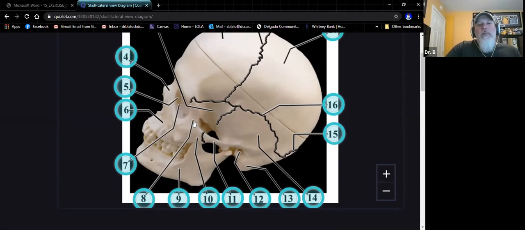Now the zygomatic bone does have a process right here, okay? That process is connecting to the temporal bone. So we call this process on the zygomatic bone the temporal process because it's reaching out to connect to the temporal bone. On the temporal bone, we also have a process reaching out to connect to the zygomatic bone. So that would be the zygomatic process. Down here is our lower jawbone. That is the mandible.